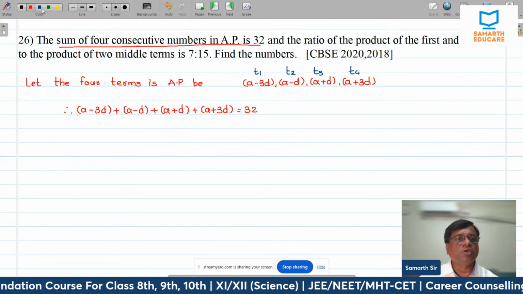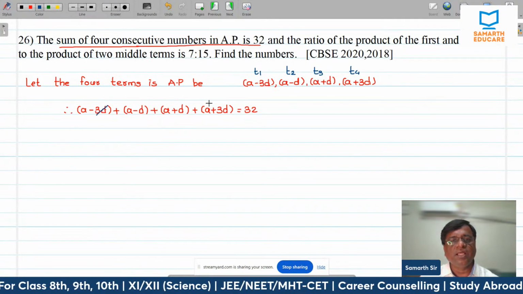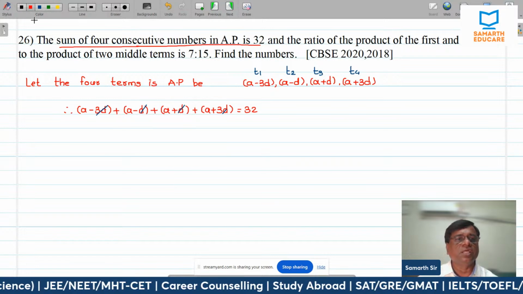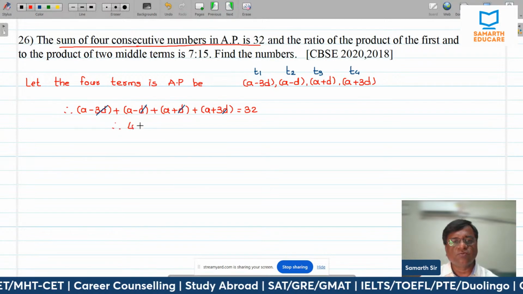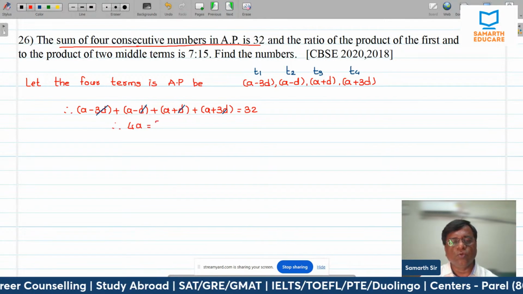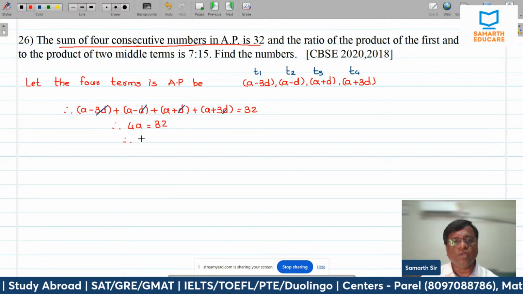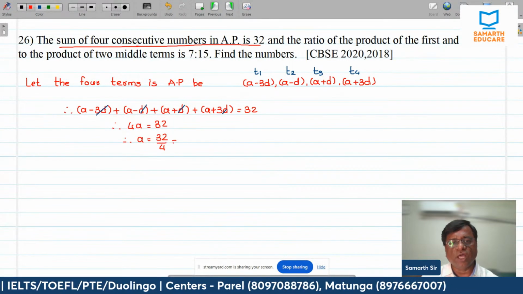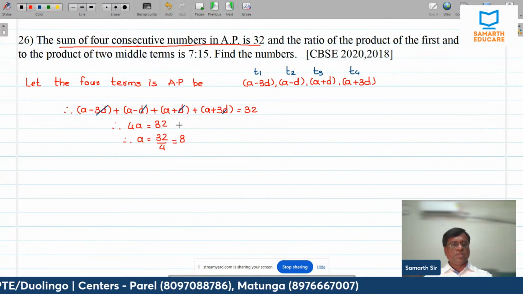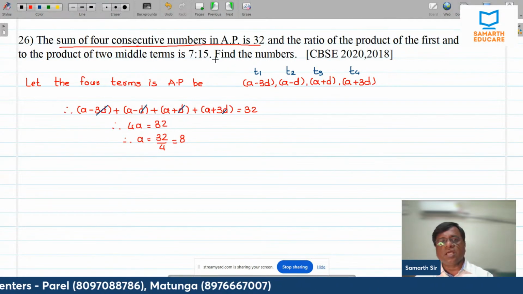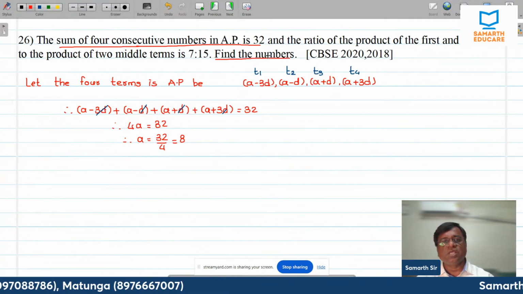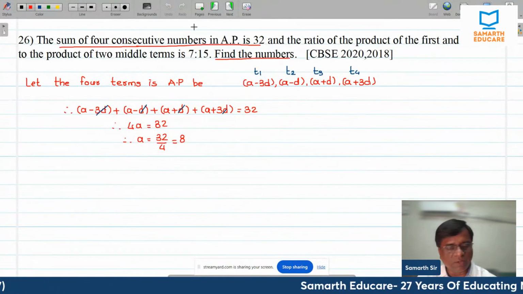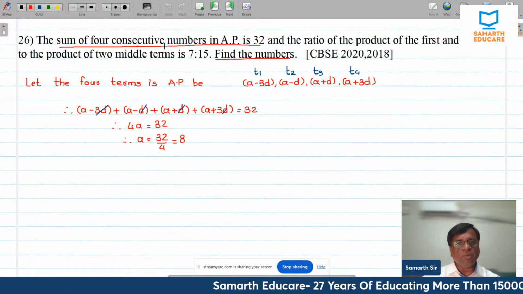Now what happens because of this is minus 3d gets cancelled with plus 3d. Minus d gets cancelled with plus d. So what I have is 4a is 32. And that means the value of a is 32 divided by 4, and that is equal to 8. So first term is there. He is again asking for find the numbers. That means AP अपने को लिखना है जैसे हमने यहाँ पे किया था. So I require, of course, first term and the common difference.